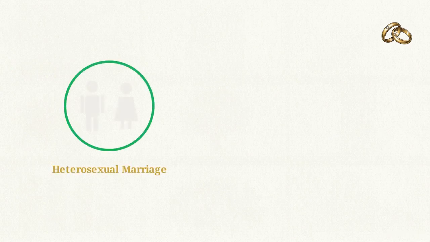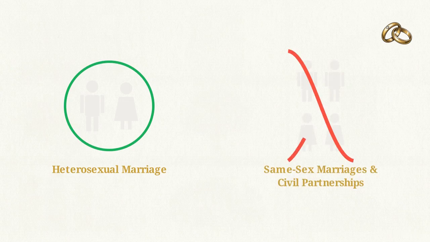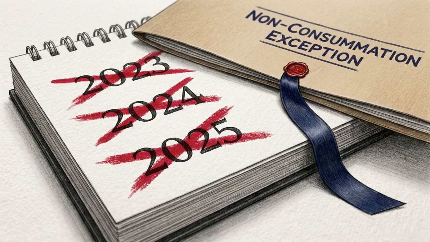There is a strict jurisdictional limit to note here. Both incapacity and willful refusal to consummate are grounds exclusively available for heterosexual marriages. They do not apply to same-sex marriages or civil partnerships. This cluster is often a practitioner's priority. Cases based on non-consummation are explicitly exempt from the standard 3-year time limit restricting other voidability grounds.